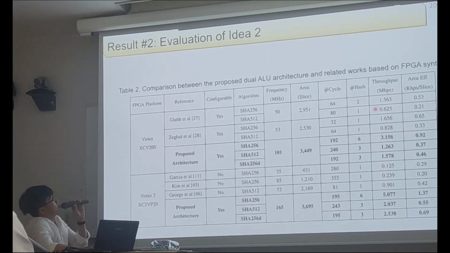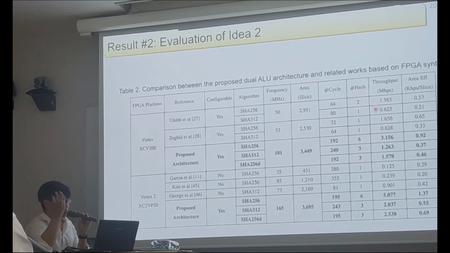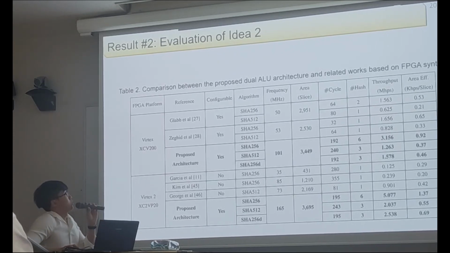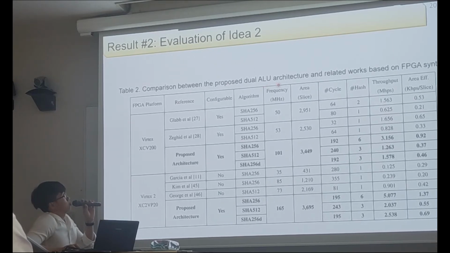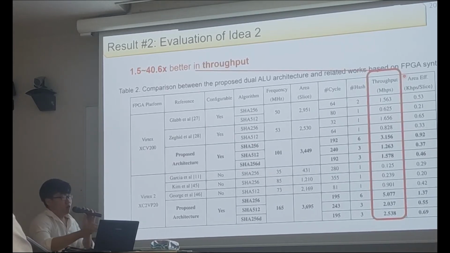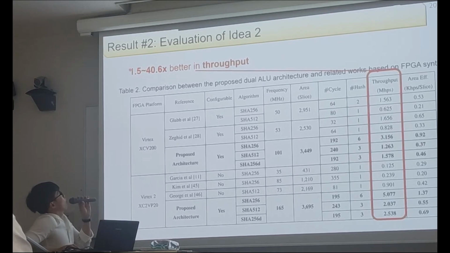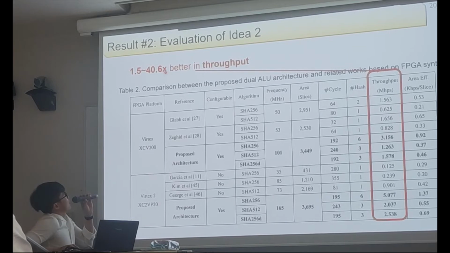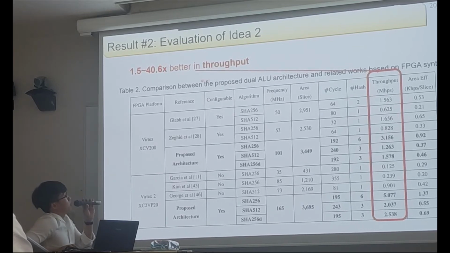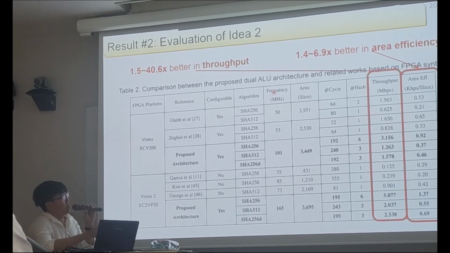So next, I will evaluate idea 2. Idea 2 aims to improve the dual-ALU. This is the reason that we compare the dual-ALU architecture with related work on FPGA-based work. So on the 2 FPGAs, our throughput is 1.5 to nearly 40 times better, and also 1.4 to 6.9 times better in energy efficiency.